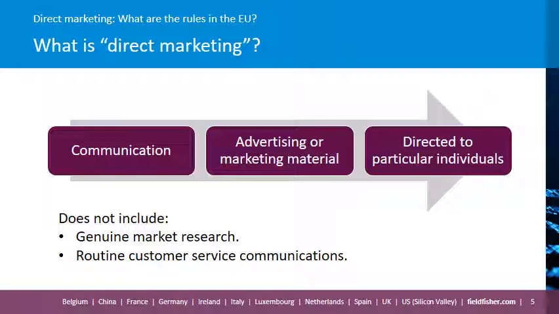Electronic messages such as text or emails will always be addressed to a particular recipient, so in practice, these forms of communications will always fall within the scope of being directed to particular individuals. Direct marketing does not include either genuine market research or routine customer service communications, such as an email informing a customer about delivery arrangements. However, if in reality these messages include promotional material more than just general branding, for instance, seeking to get the customer to buy additional products, the laws on direct marketing will still apply.